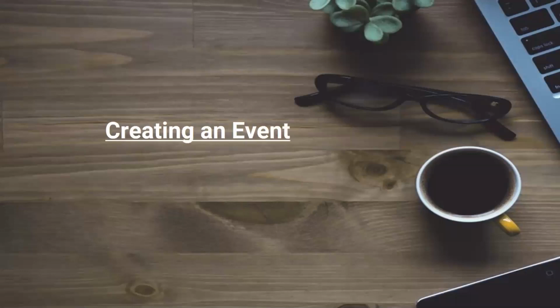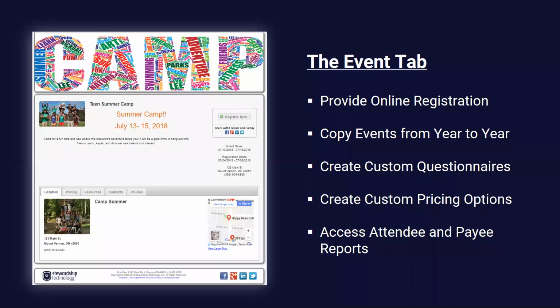Another feature we're going to talk about today is the Events tab. With this feature, you can create seamless online registration links for all of your organization's events. From retreats to banquets, this feature gives your attendees access at their fingertips. With this event, you can provide a way for your attendees to register online, copy events from year to year, create custom questionnaires, create custom pricing options, and access attendee and payee reports.